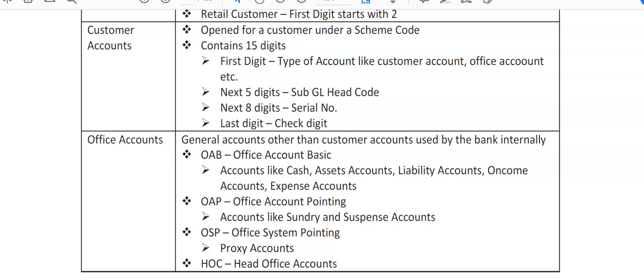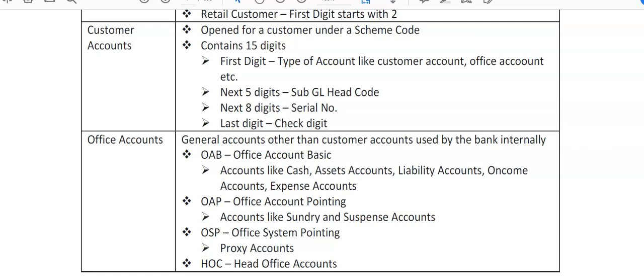OSP, office system pointing, proxy accounts. So what are proxy accounts? Sometimes at the day end there are certain entries where the system is not able to find out where those amounts are to be transferred, or there were certain mistakes by the maker or the checker while creating those entries. So day end has to be done. In those cases the system marks these entries in the proxy accounts, and next day when the day begin happens, all those entries are to be reversed as per the actual requirement of the branch.